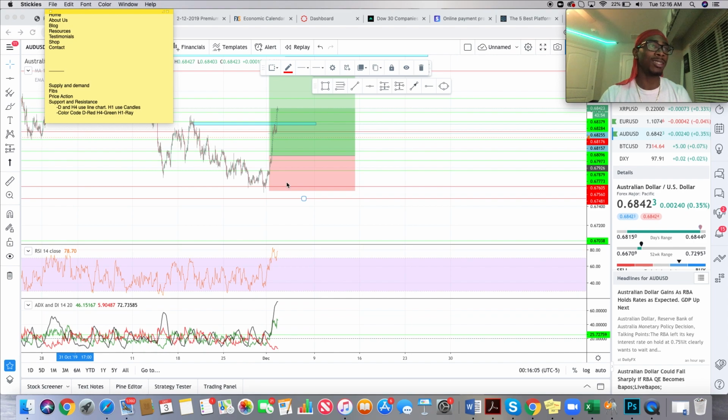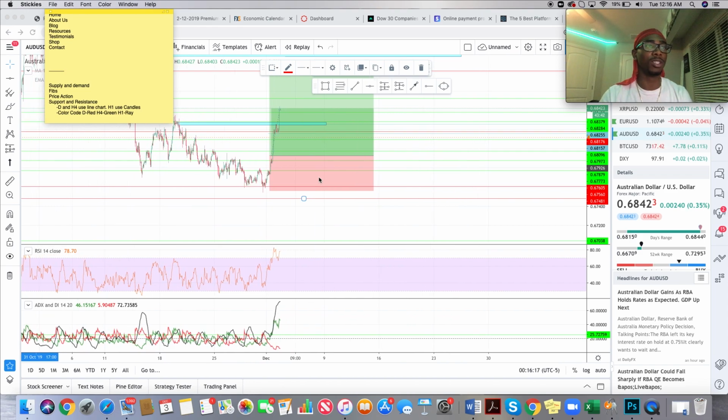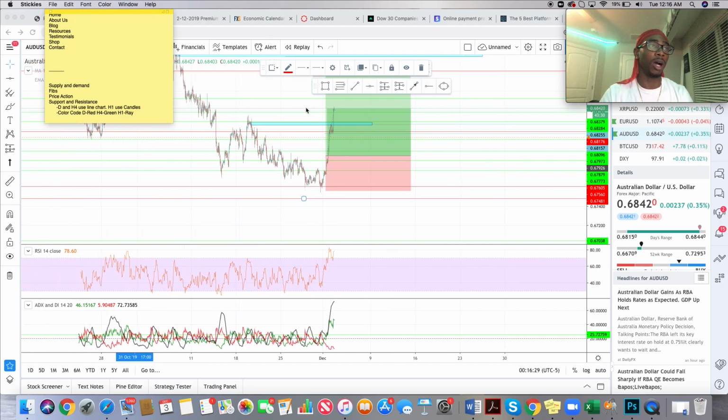But price action, to me, is basically the direction of the market per se. So for this, it's in an uptrend. I'm in a buyer's market. I understand I want to be buying in a buyer's market. I don't want to be looking for sales in a buyer's market. You don't want to ever be going against the trend.